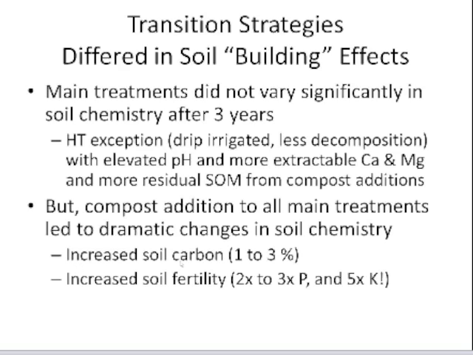The increases in soil carbon are noted here, and the soil fertility also was impacted by the compost, where we were seeing accumulations of 2 to 3 times as much soil phosphorus on a parts per million level and up to 5 times that level in potassium. So if you are transitioning, one of the take-home messages from this study is that you can use standard rates of compost additions that will elevate your soil fertility.